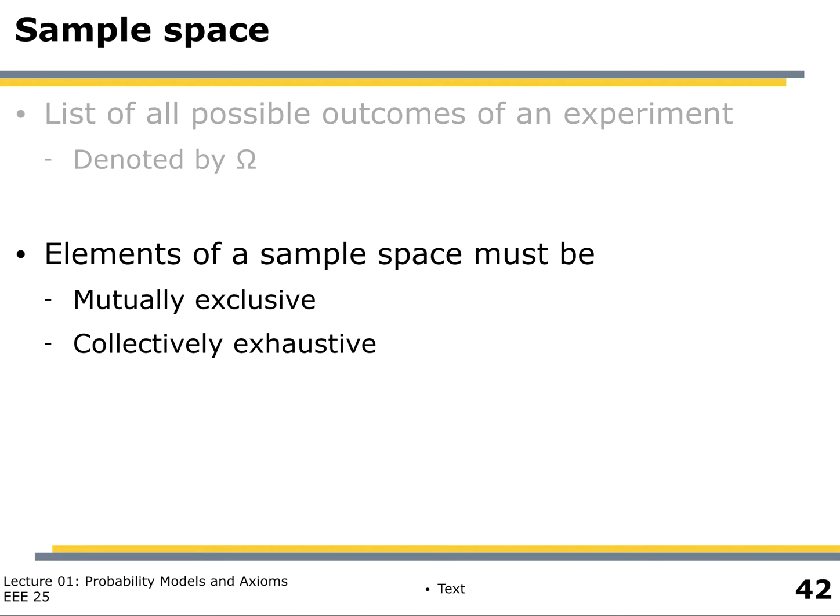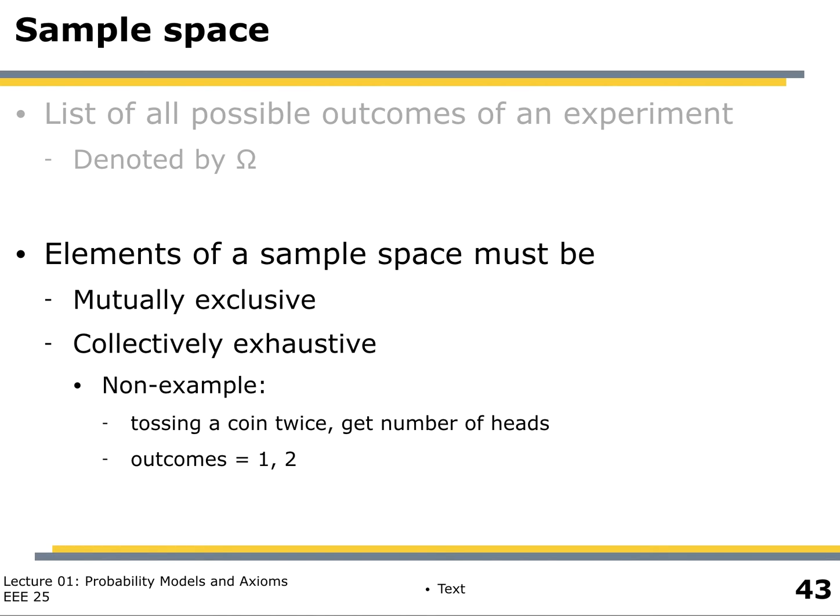Next, we also want the elements of a sample space to be collectively exhaustive. And when I say collectively exhaustive, I mean that all the possible outcomes of an experiment are included in that sample space. I'm going to give you another non-example. Let's say this time the experiment involves tossing a coin twice, and our job is to get the number of heads. So if I define my set of outcomes to be 1 and 2, then this sample space is not collectively exhaustive because I'm missing one possible outcome.